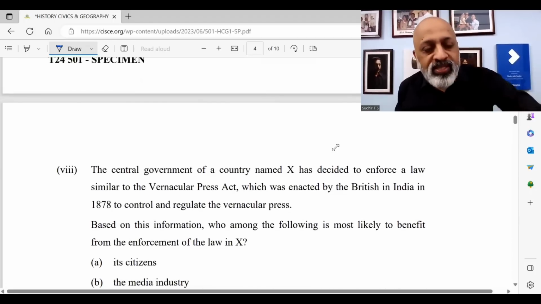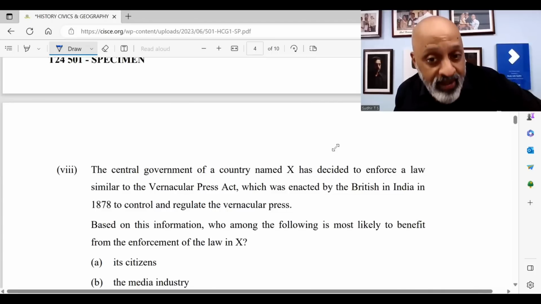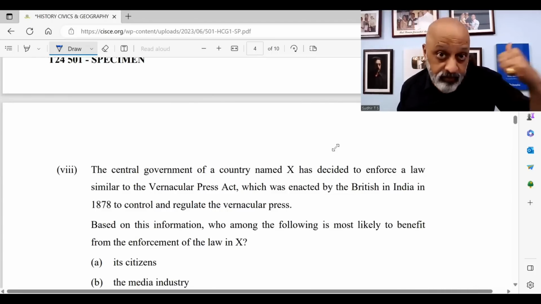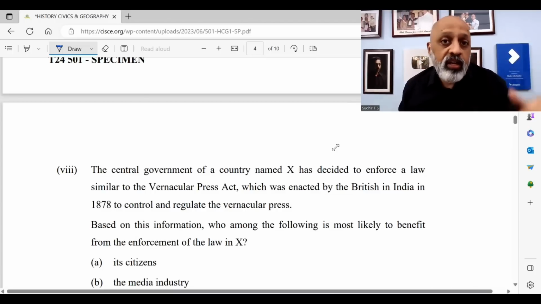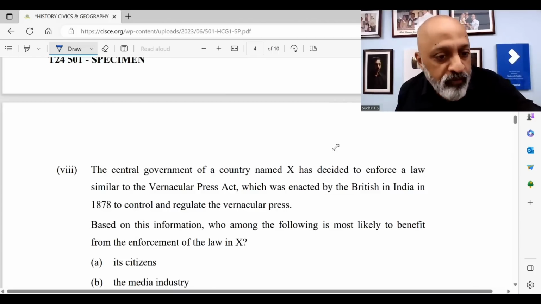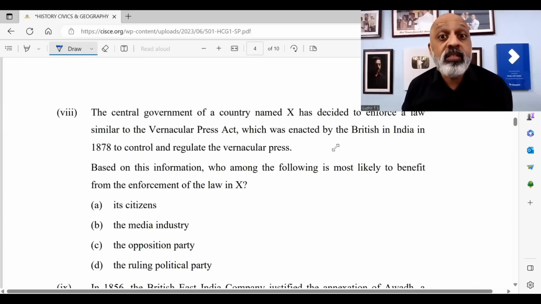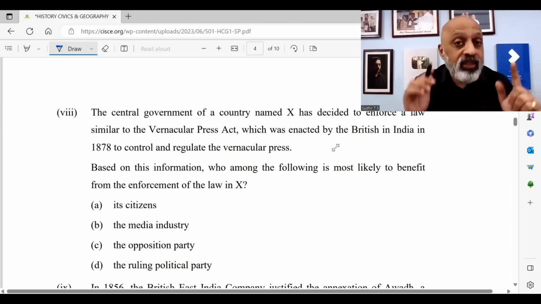Eighth question. The central government of a country named X has decided to enforce a law similar to the Vernacular Press Act. याद है ना, 1878 वाला. So आज की तारीख में, if it was enacted today, who is likely to benefit? Will it benefit the citizens? No, the citizens will not come to know.